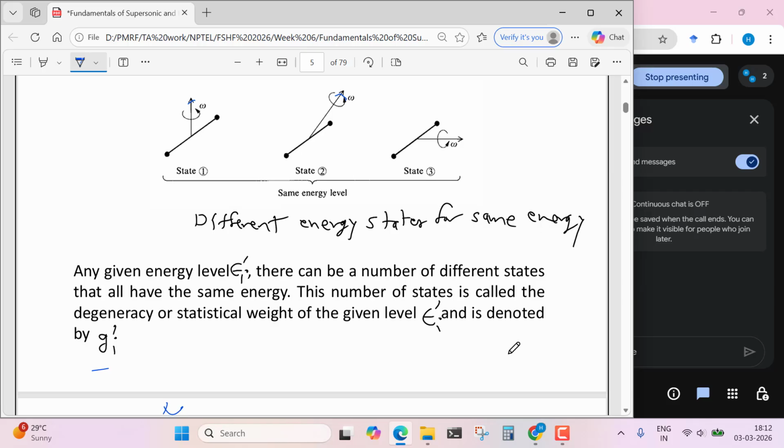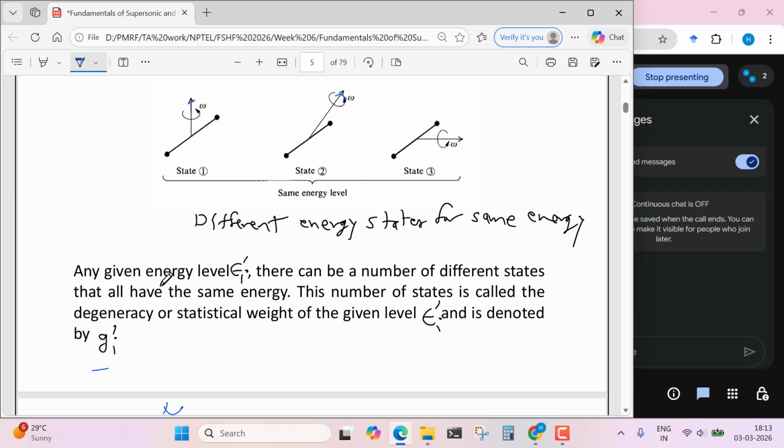Now we will see what is degeneration. So let's say we have some energy. This energy can be in different energy states. Let's see this state 1, state 2, state 3. This molecule has the same omega, but the direction is different. So the energy is the same for it, but the only thing is that these are different energy states.